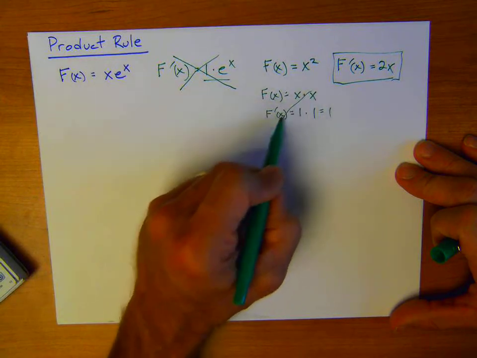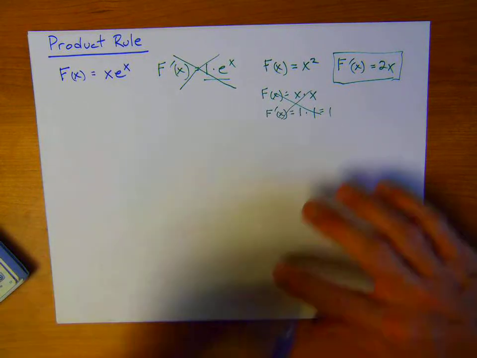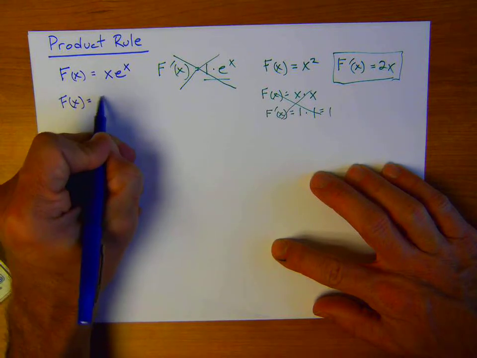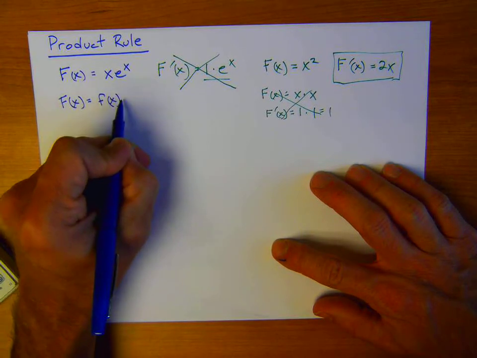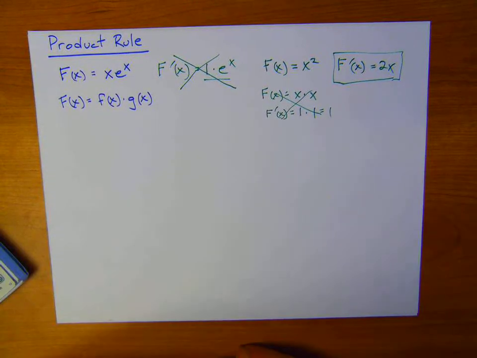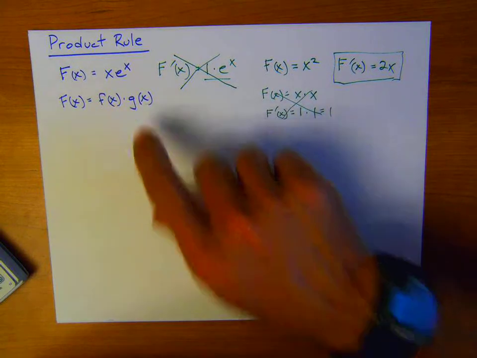So this kind of nonsense doesn't work. It would be nice if it worked out that way. I'll be the first to admit that, but that is not how it works. So I want to rewrite this. The reason I'm using this big F is I want to reserve little f and little g for the functions that we're multiplying in this product. So in order to get a product rule, we need a product, and it's the product of two functions.